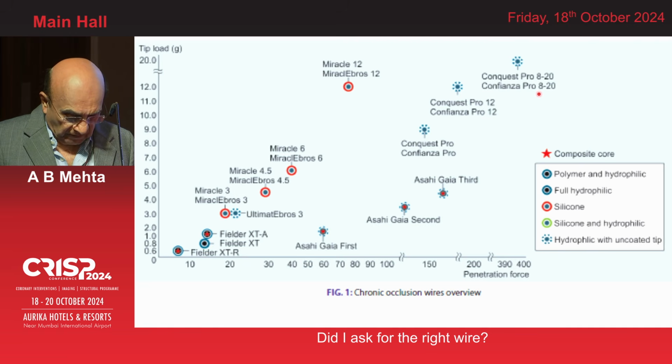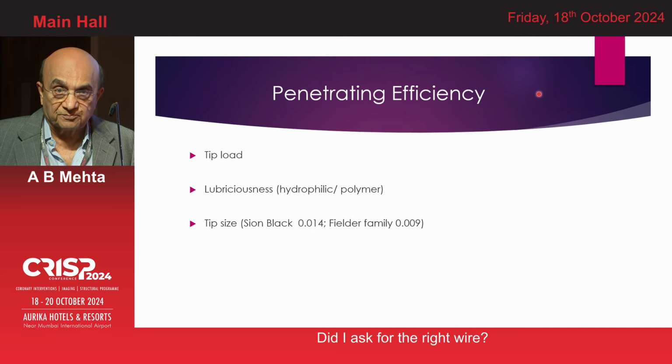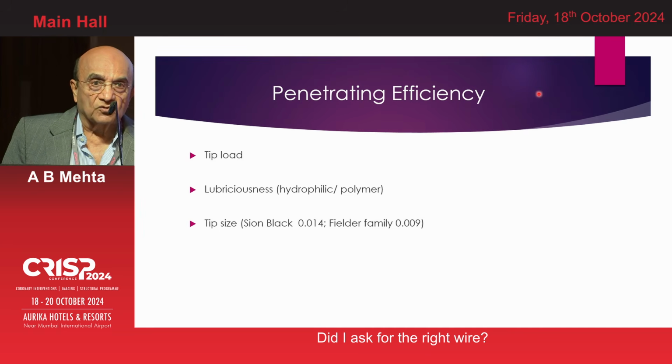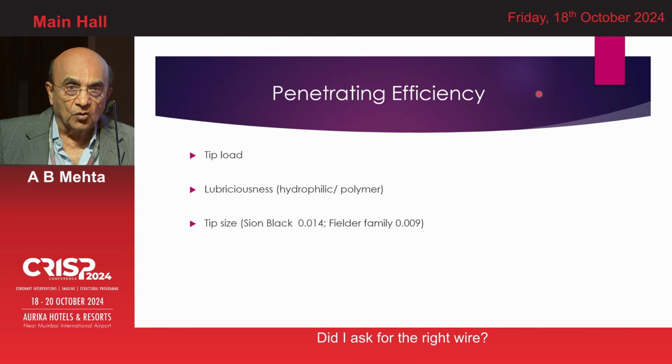Now, when we move on to the next slide, penetrating efficiency, not the tip load, that I think is a matter of consideration. Tip load is the amount of load that the wire can bear without bending its tip. And it can vary from a low tip load which you use for a retrograde approach like 0.6 Fielder XTR or 0.8 Sion wire, or when you want to use a tip load of very high power like Conquest Pro in a hard calcified proximal fibrous cap.